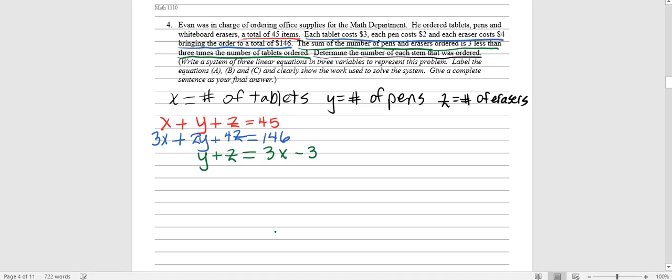So those are my 3 equations, and that's how they are obtained. Equation A is already in the form I need it to be in. So is equation B.